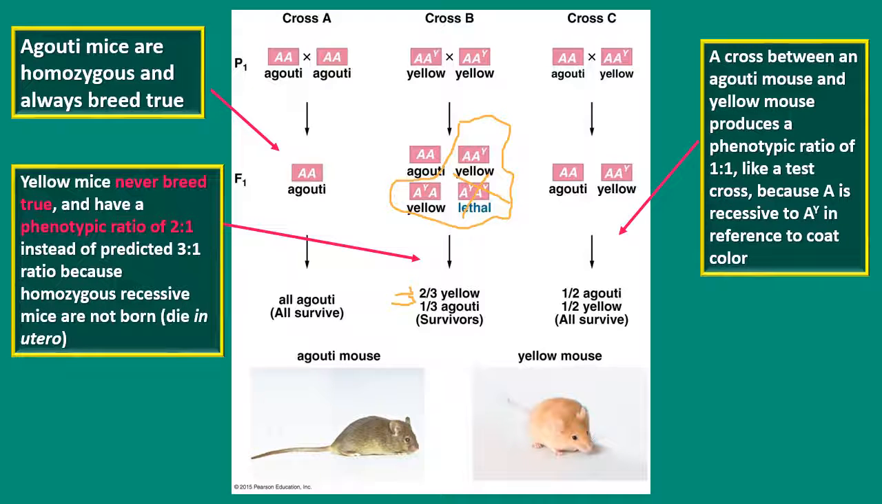And if you cross an agouti mouse with a yellow mouse, it's pretty much like a test cross because you're taking a homozygous agouti, which in this case is recessive to the dominant Y allele for coat color, and so you get a 1-to-1 ratio of agouti to yellow. So here you can see for coat color, the Y allele acts dominantly, but for lethality, it's a recessive allele.